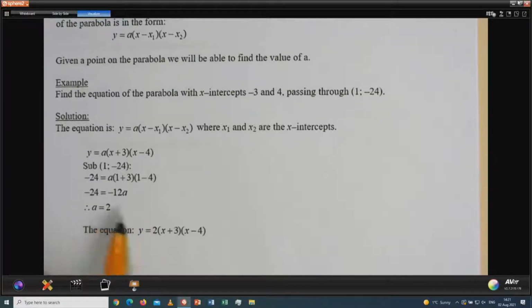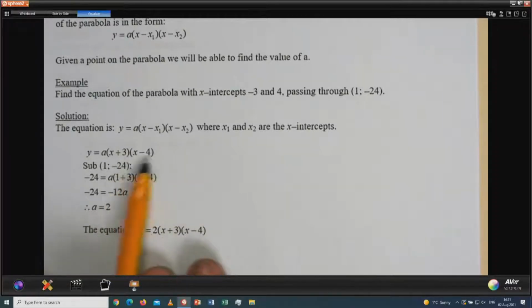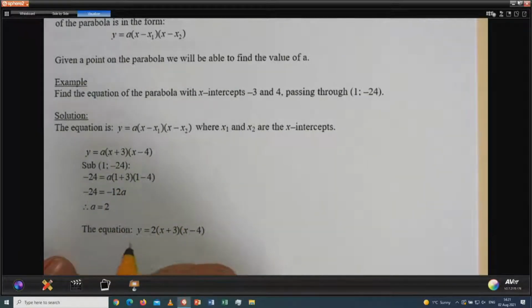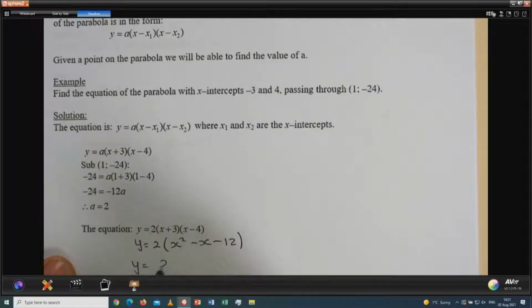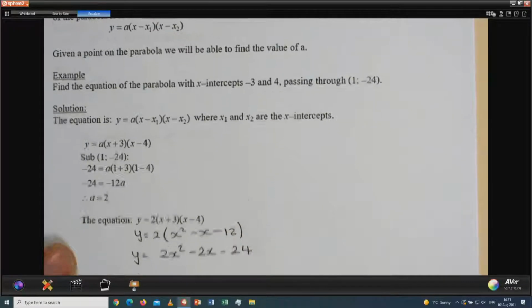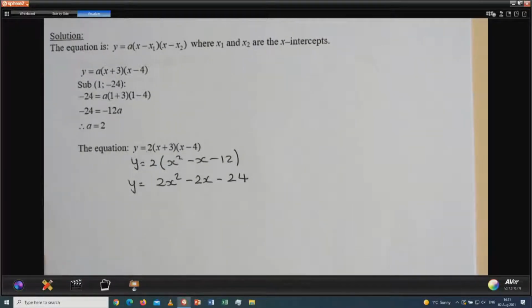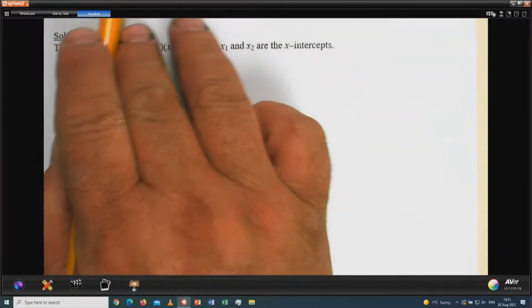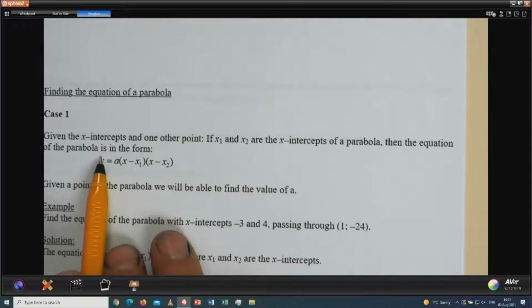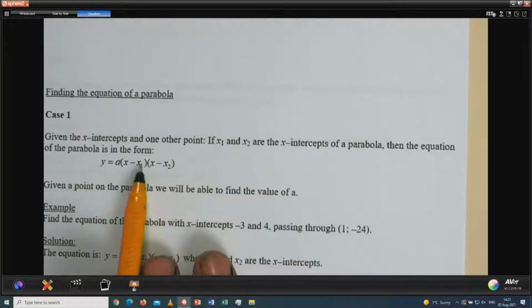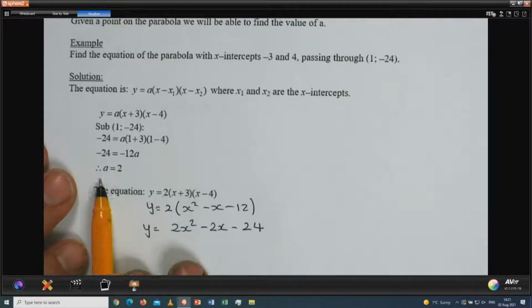Then you put the a value of 2 back into the equation with the two x-intercepts, and you multiply out. So y is equal to 2 brackets x squared minus x minus 12, and so y is equal to 2x squared minus 2x minus 24. So that is what you need to do. If you are given two x-intercepts and a point, you're going to make use of this equation. You first substitute your x-intercepts, then your point, and you solve for a. Once you've got a, you put it back into the equation with the x-intercepts, and you multiply out.